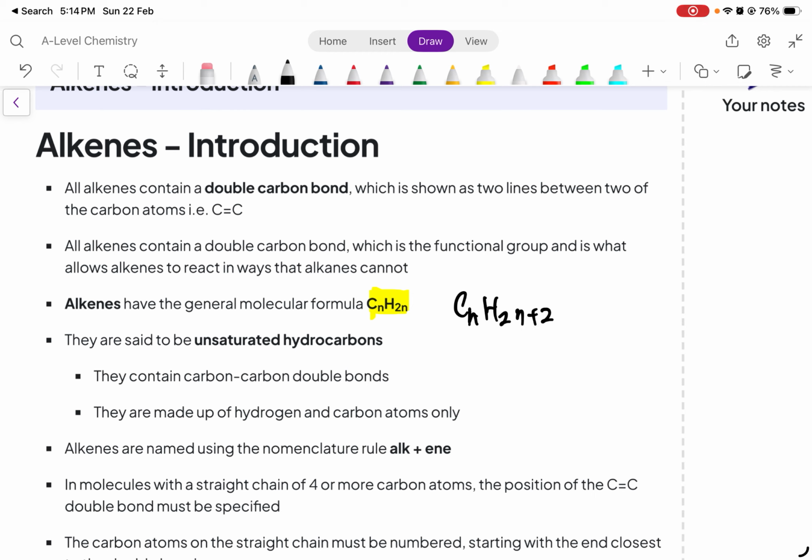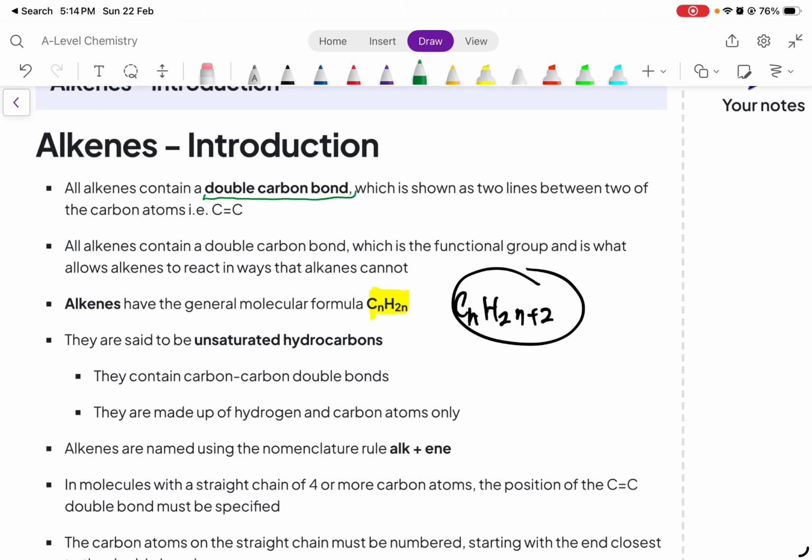CnH2n+2，这个是 alkane，然后 alkene 它是 CnH2n。那 the only thing 他们这两个会有一个共同点，是如果 alkane 是 cycloalkanes 的时候，他们才会有一样。OK，这是 formula 是完全一样的。Except for that，他们的 alkene 其实是不一样。And plus there's another difference, that there is a double carbon bond.